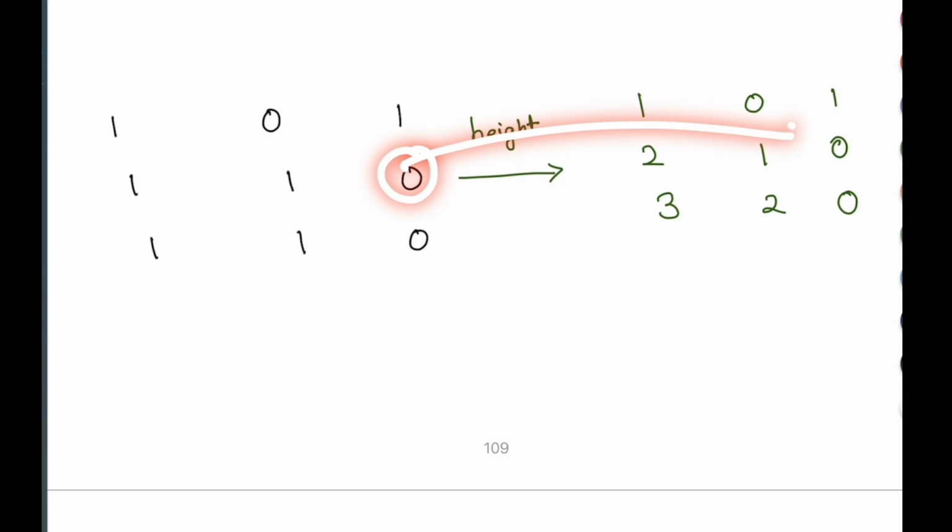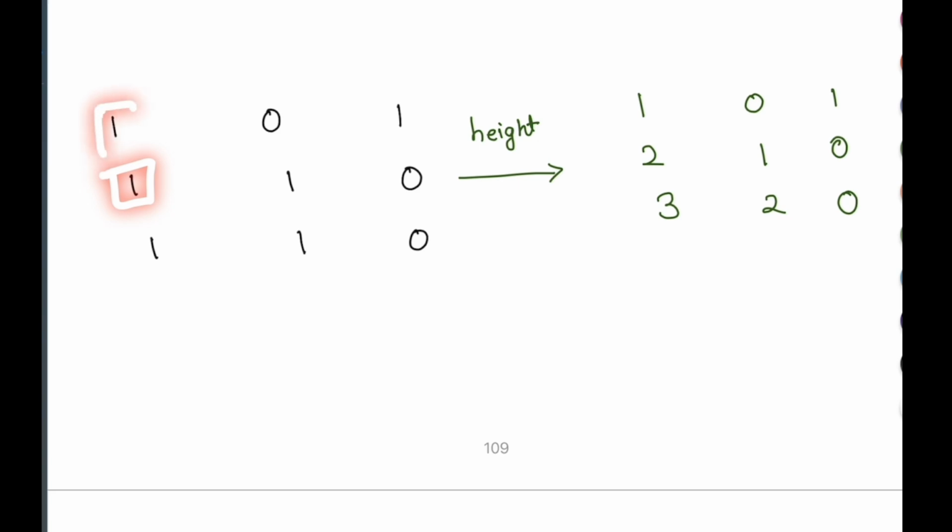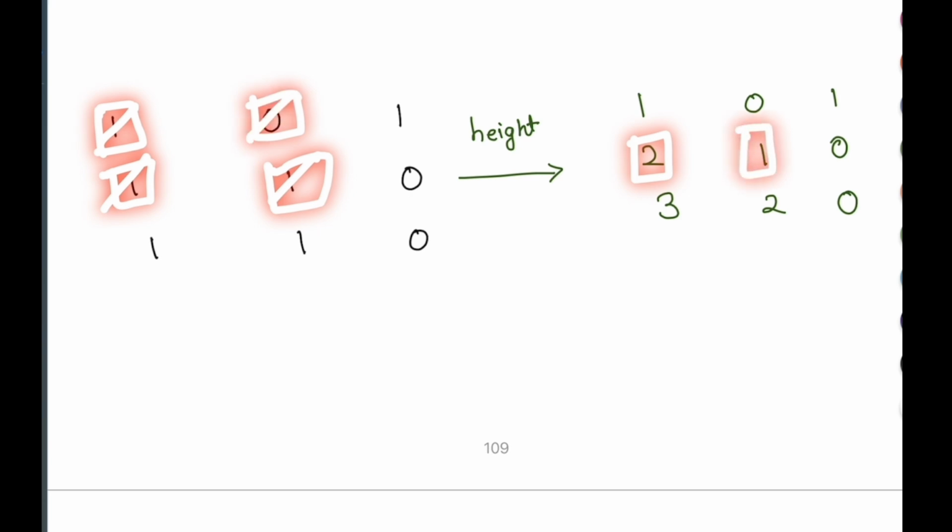This is 0, so we are going to leave it as 0. Basically, to calculate the height, you can say, okay, what's my current element? It is 1. What is the height of my previous element? It is 1. So 1 plus 1 is 2. Then my current element is 1. My previous element is 0. So the height is 1 plus 0, which is 1. My current element is 0.